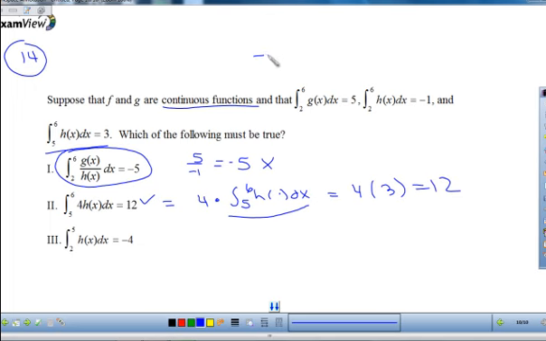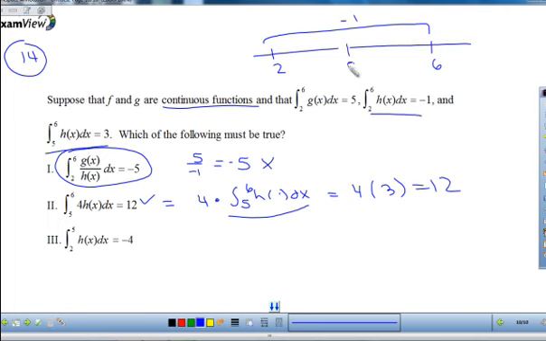Well, I know, since we're doing h, that from 2 to 6 the area under the curve is negative 1. And from 5 to 6, the area under the curve of h is 3. Okay, so we want to know the area under the curve from 2 to 5. So that has to be negative 4, because negative 4 plus 3 will give me negative 1, so that checks. So the only things that are correct are 2 and 3.